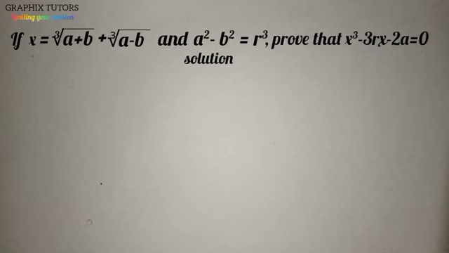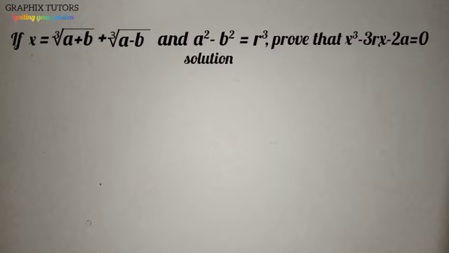Now, if you look at the front of the screen, there's a question displayed there, which involves indices. We are told that if x is equal to the cube root of a plus b plus the cube root of a minus b, and a squared minus b squared is equal to r cubed, prove that x cubed minus 3rx minus 2a is equal to 0.